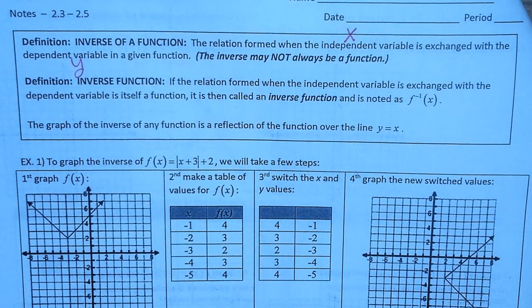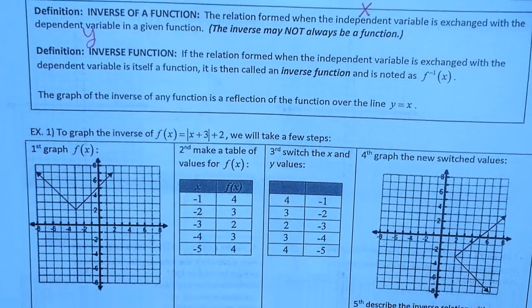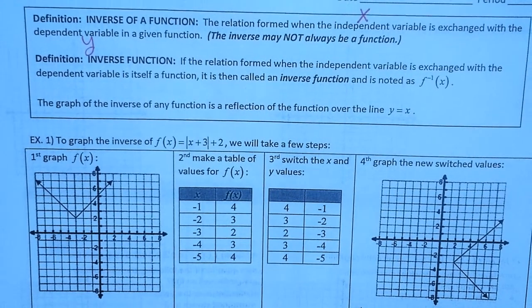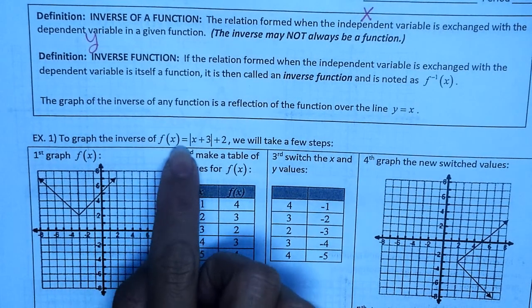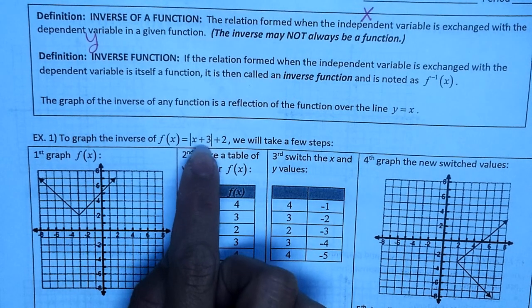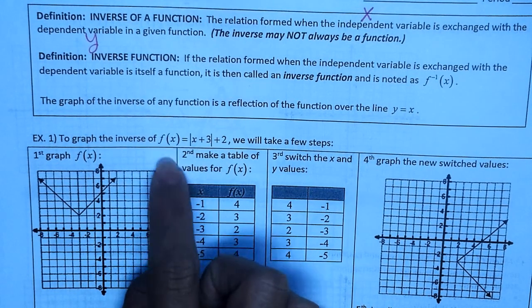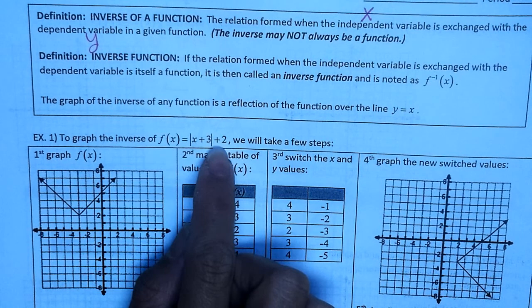So let's actually try and do an example together. The first example is actually already done for you. We just need to analyze it. So here it is, example 1. You need to be able to graph the inverse of f of x, which is equal to the absolute value of x plus 3 plus 2. So you got to know how to graph the inverse of that for your quiz next week.